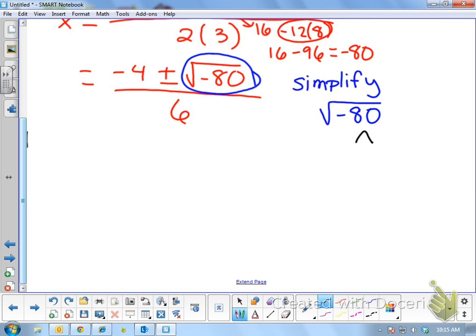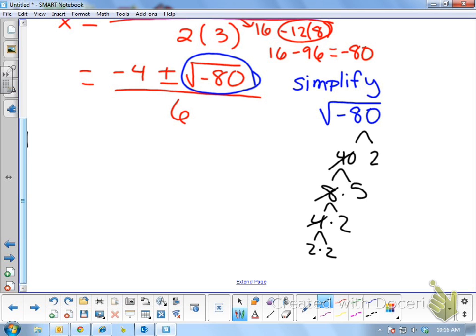So ignore the negative sign for now. We're going to talk about that at the end. Just 80. What are some things that multiply to be 80? 40 times 2, 2 times 4, 20 times 4. Again, we're ignoring the negative sign. I'm just saying 80. So 40 times 2, 40 would be 8 times 5. 8 would be 4 times 2. And 4 would be 2 times 2. So we've done our entire factor tree.